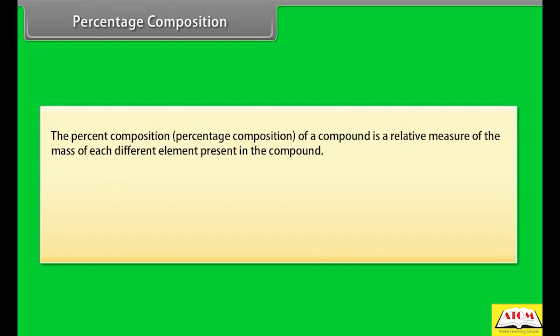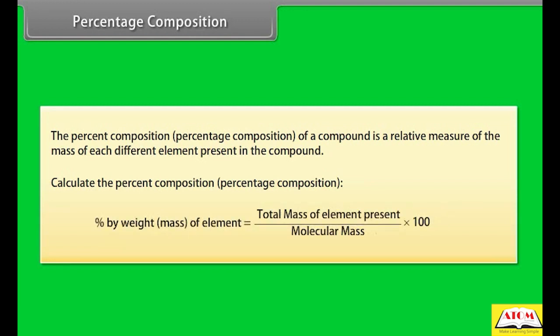Percentage composition. The percent composition of a compound is a relative measure of the mass of each different element present in the compound. Calculate the percentage composition by weight: mass percent of an element is equal to the total mass of the element present divided by the molecular mass, into 100.